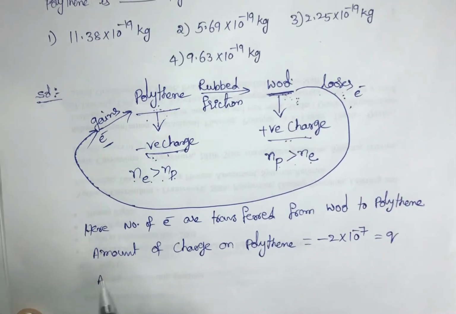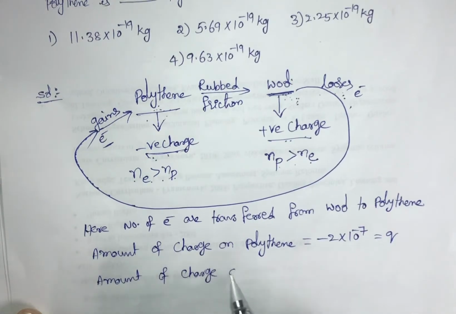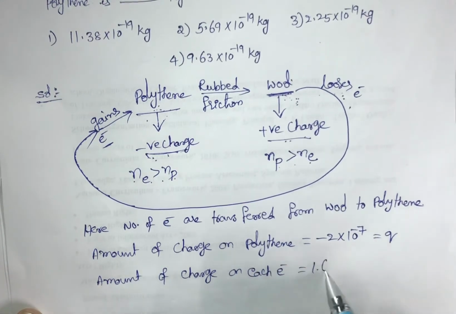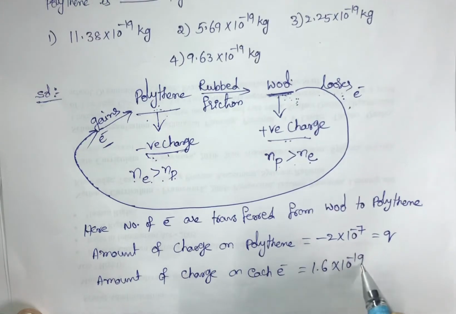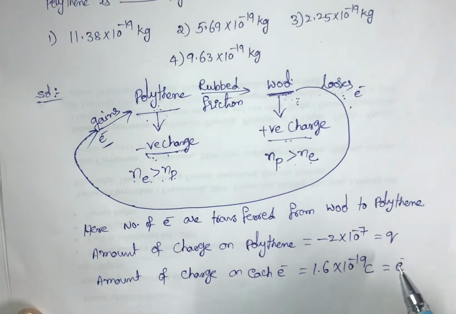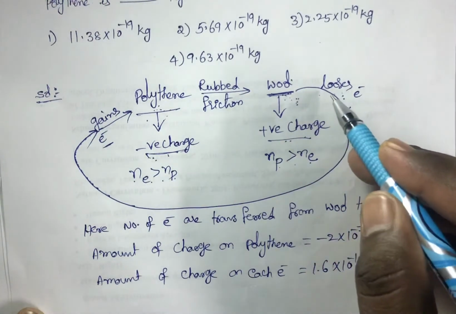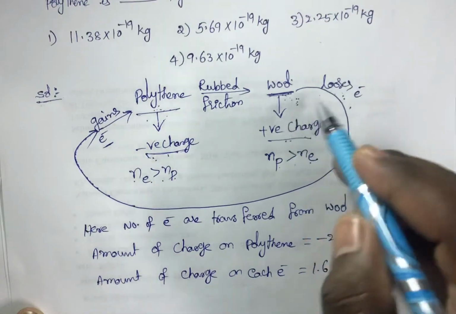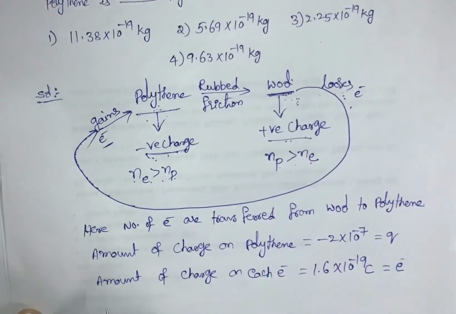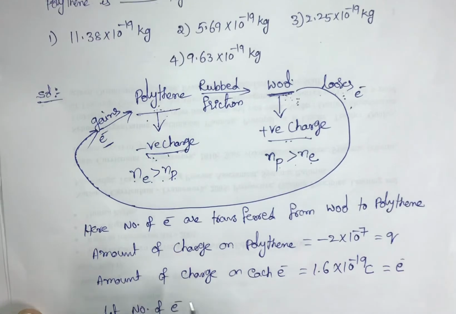Next, what is the charge on each electron? All of you know it is 1.6 into 10 to the power of minus 19 coulombs. This is the charge of the electron, e minus. How many electrons are lost by the wool? We don't know. The same number of electrons are transferring from wool to polythene. That's why I am considering the letter n as the number of electrons transferred.